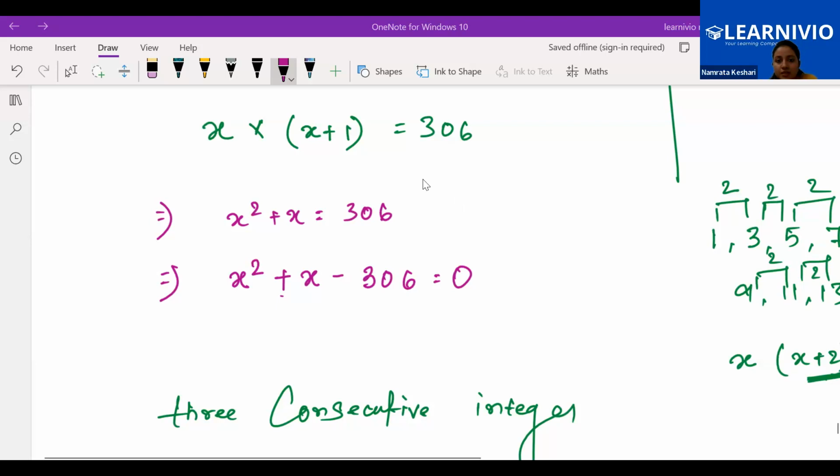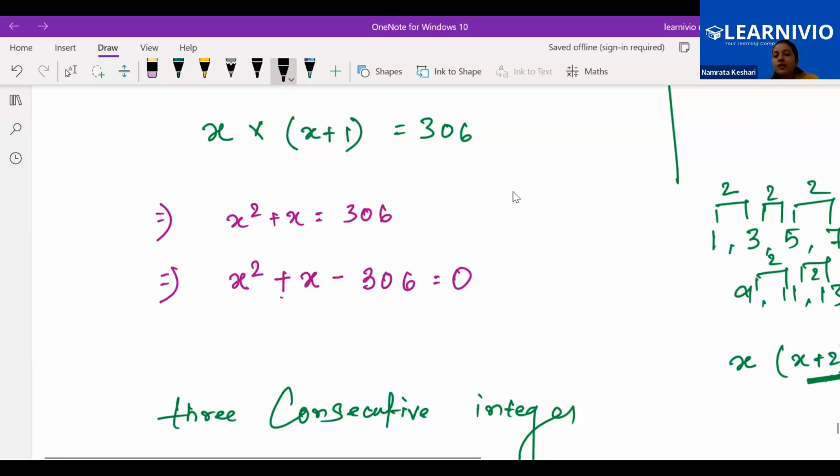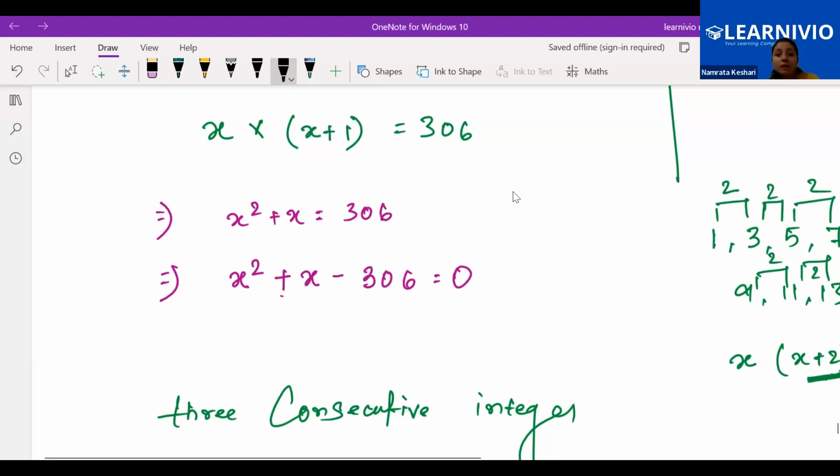Plus 18 plus 17. Okay, let's check what exactly we are going to get. x square plus x minus 306 we are having.